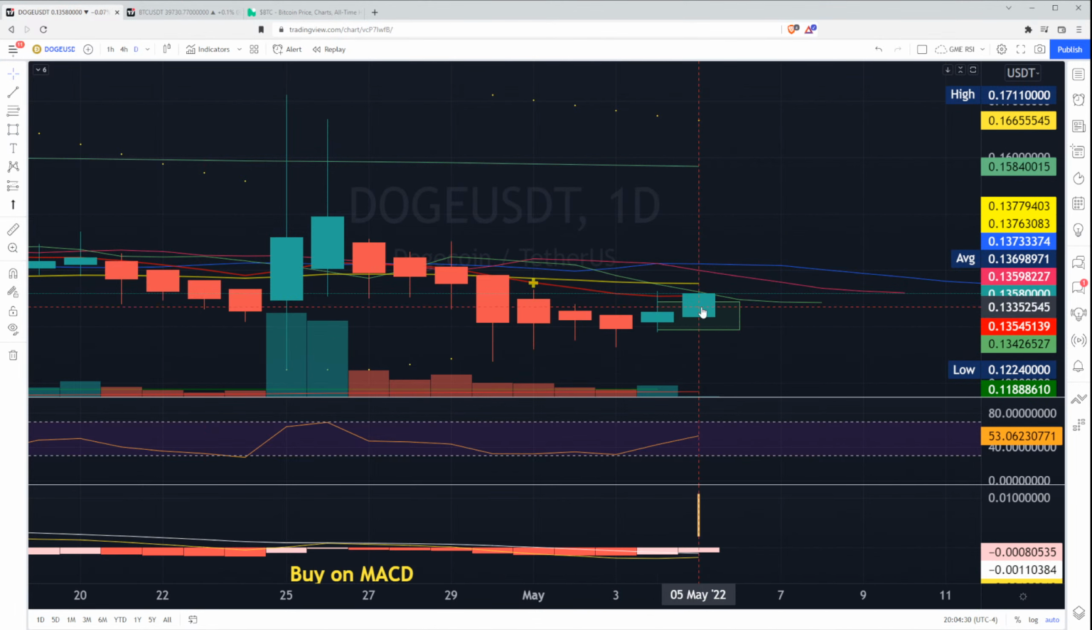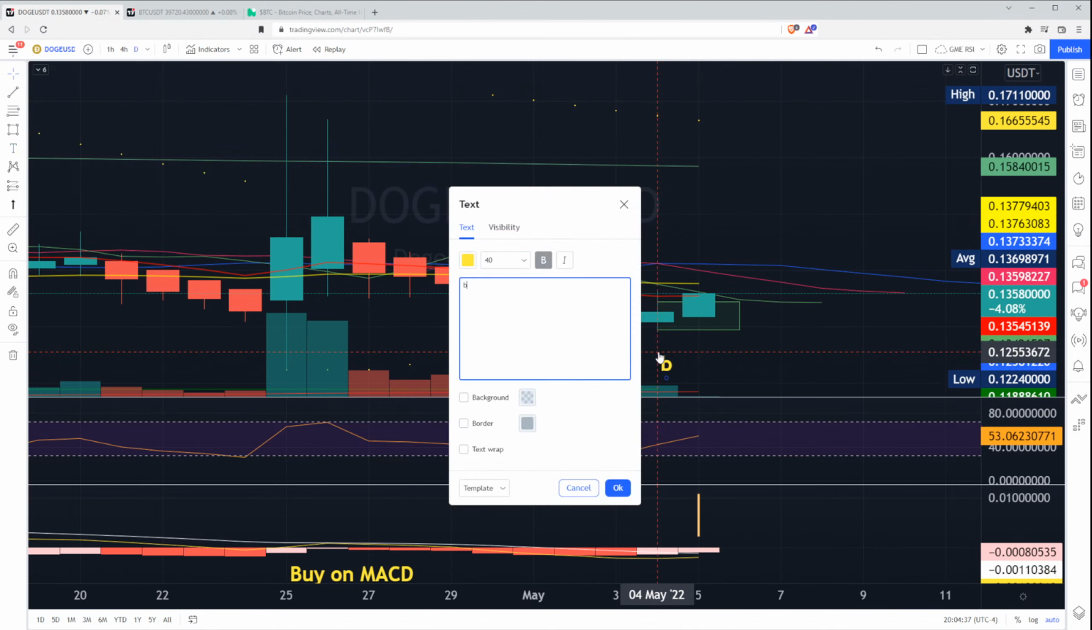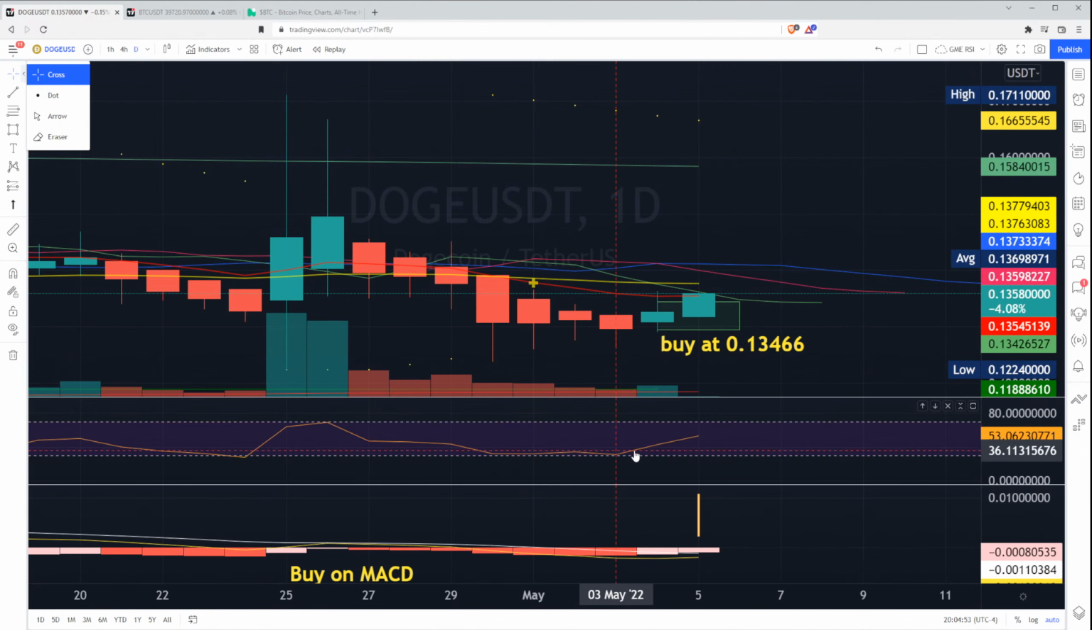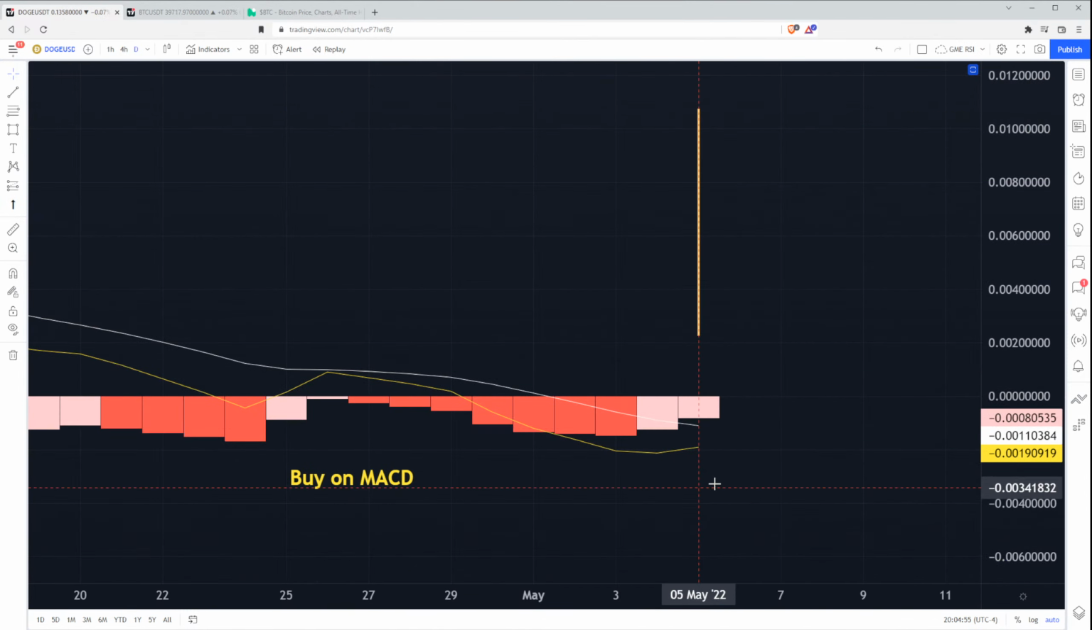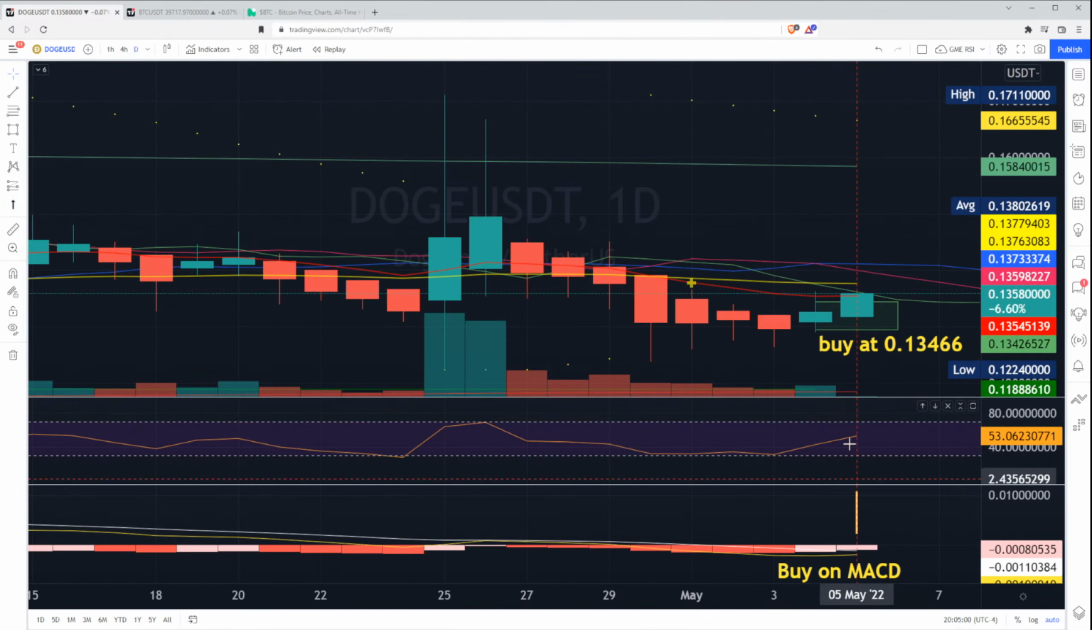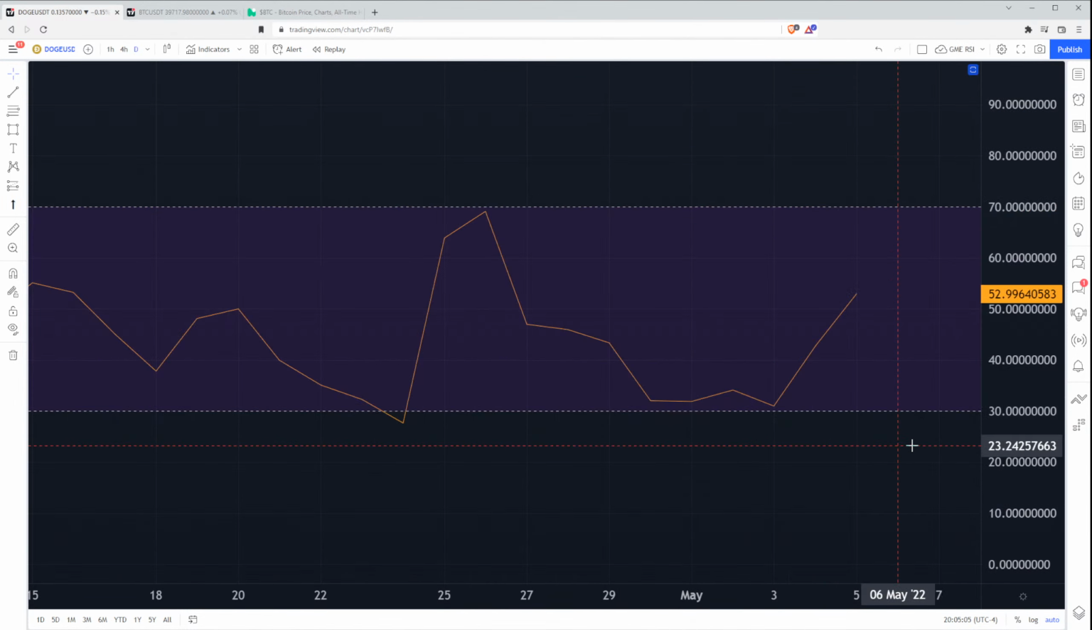So let's just say I entered a little bit late. I entered very late. Let's just say 13.46. So I entered my Doge late, but I bought up here at 13.466 today. Now that was based off of the relative strength index. You would have bought cheaper, but I did it off the MACD today, so you would have bought it off this MACD. And a lot of people are buying their Doge as well. Now let's see how the RSI would do.